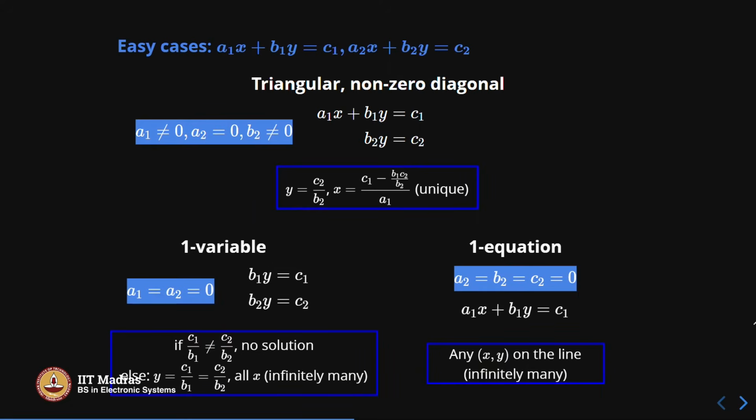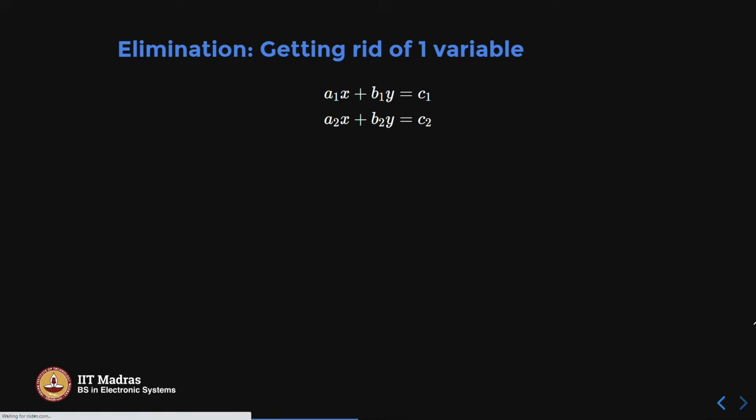What do you do for the general case? In the general case, you can use the simple technique called elimination to get rid of one variable. In some sense, you can find an equation that has only one variable. You get rid of the other one. How do you do that? That's called elimination. Elimination is getting rid of something.